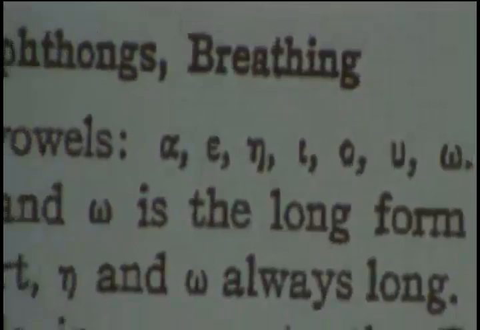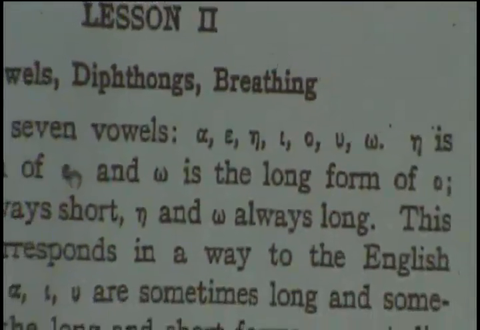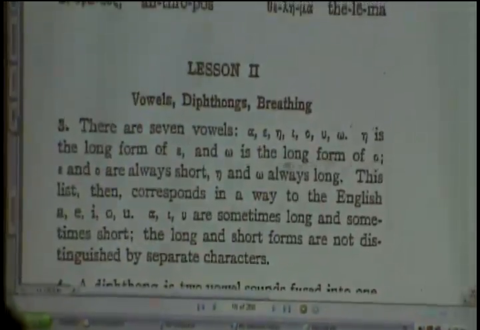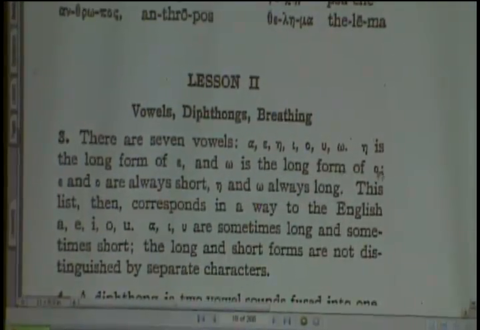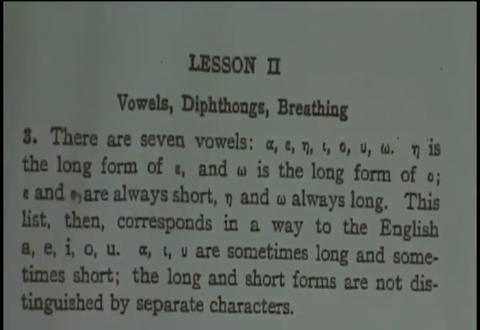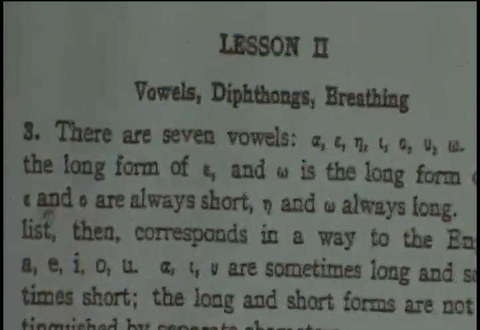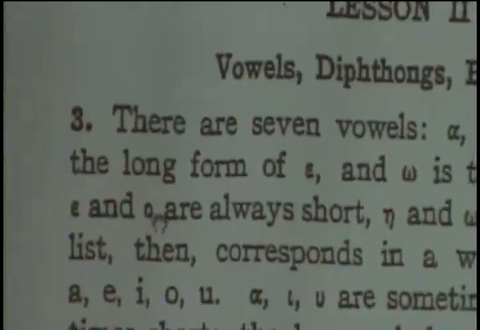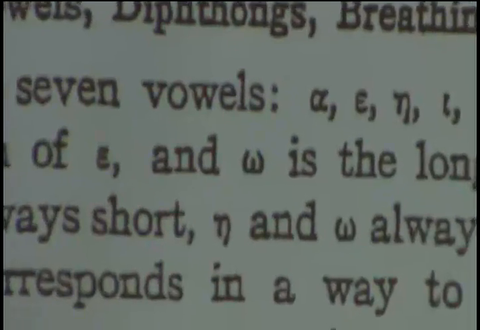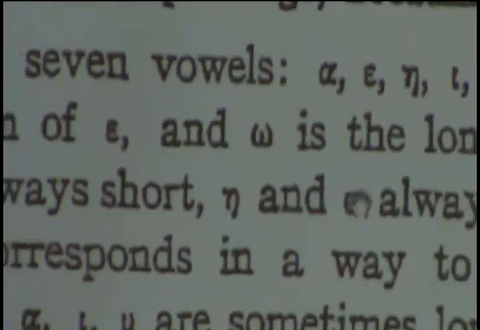See, these are some vowels. Now, this eta is the long form of epsilon. And omega is the long form of omicron, like the O in logos. Epsilon and omicron are always short, and eta and omega are always long.